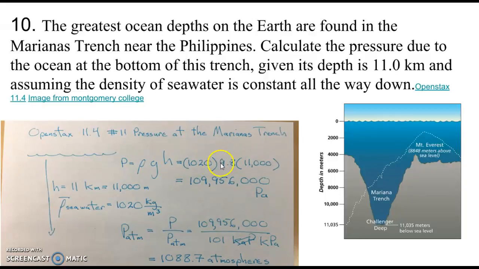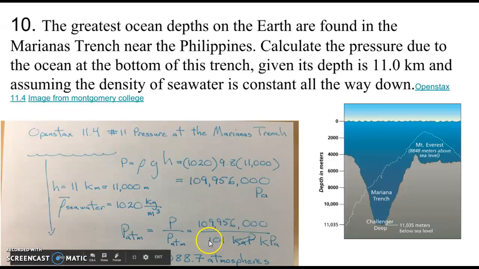So there's the density. Once you multiply by g, you have the weight density. And 11,000 meters is the height of the water column above you. Notice, Mount Everest is not as tall as the Marianas Trench is deep. So you get 109 million pascals.